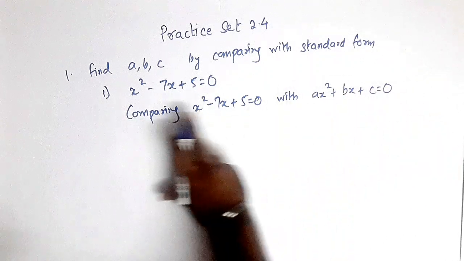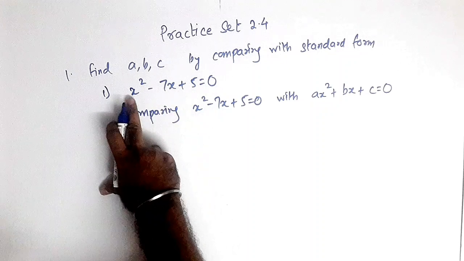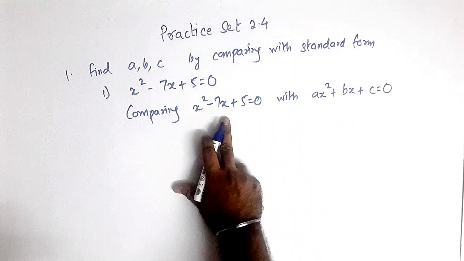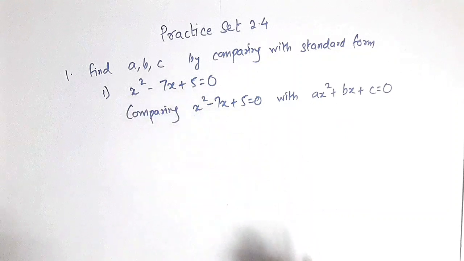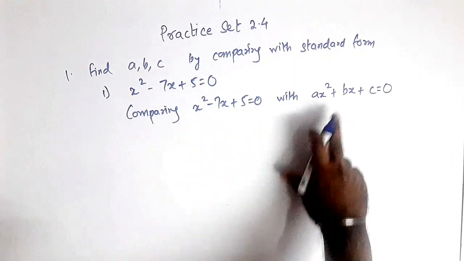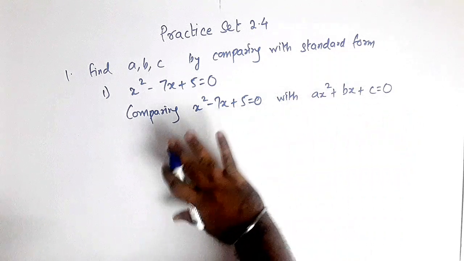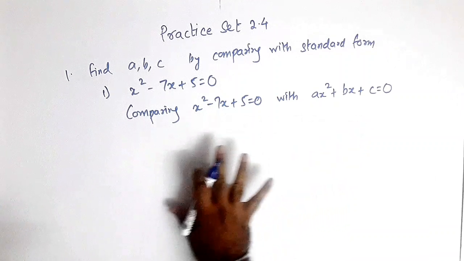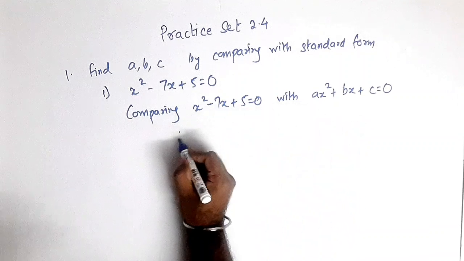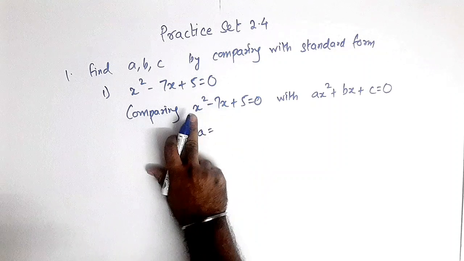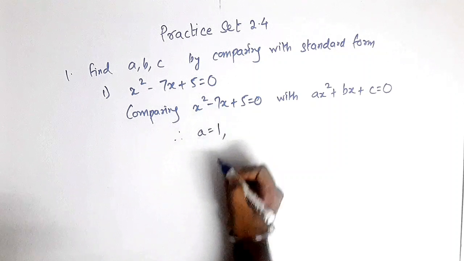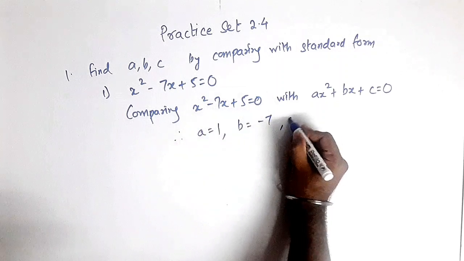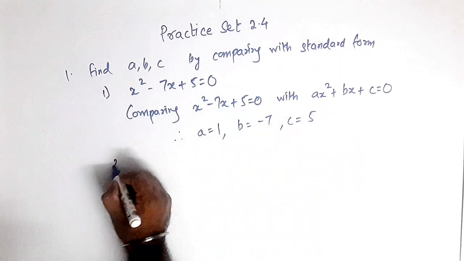Now this becomes ax square plus bx plus c equals 0. So the equation is already in that form. Sometimes it happens that c or bx is on the RHS, so we have to bring it into this form. Comparing this, we get a is equal to, this is x square, so a is 1. b is minus 7. And c is equal to 5.